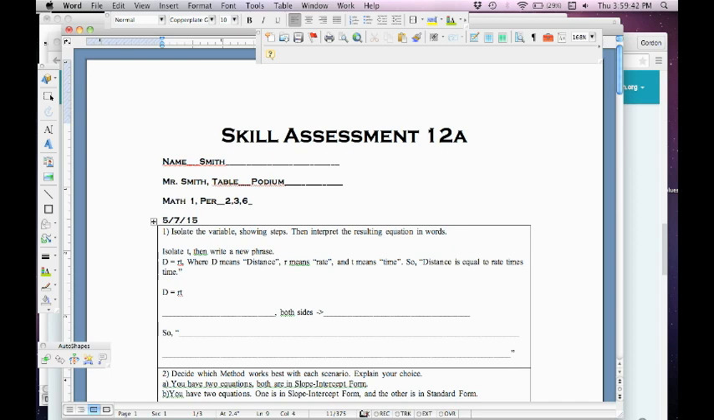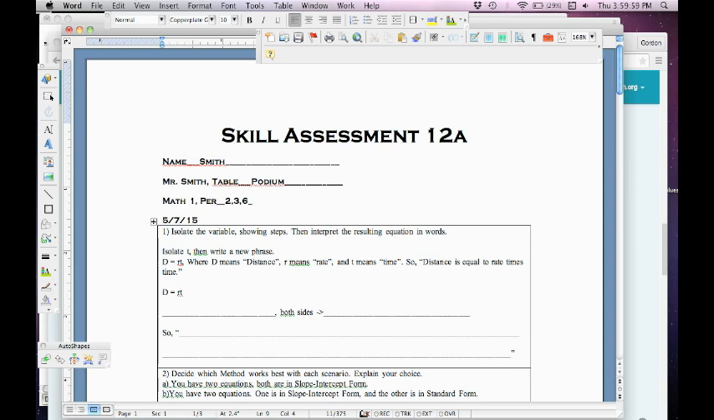Okay, isolate the variable showing steps, then interpret the resulting equation in words. Isolate t, then write a new phrase. Okay, so I want to get t alone, where d means distance, r means rate, and t means time. So this currently is read as distance is equal to rate times time.